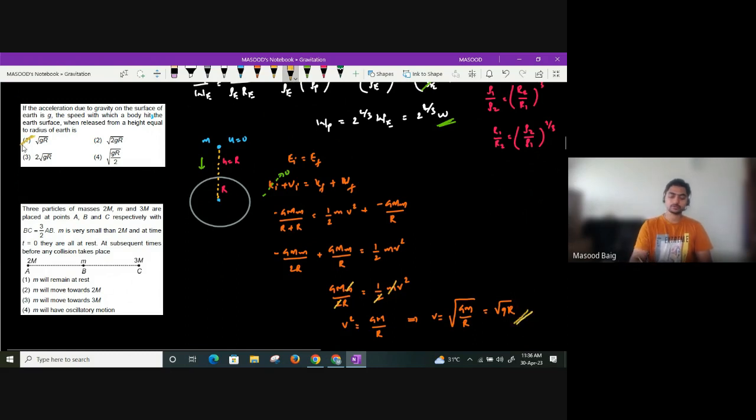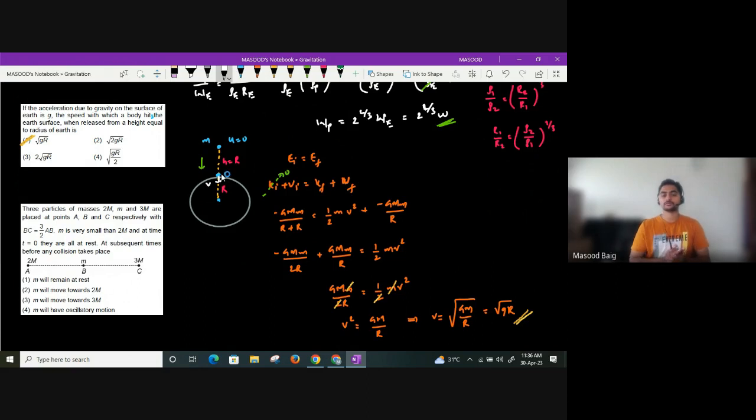Clear, all of you? So whenever an object is released from a certain height h equal to r from the surface of the Earth, then what is going to happen? It will be hitting the ground with what speed? Let us imagine it is hitting the ground with speed v. That speed happens to be root over gr.